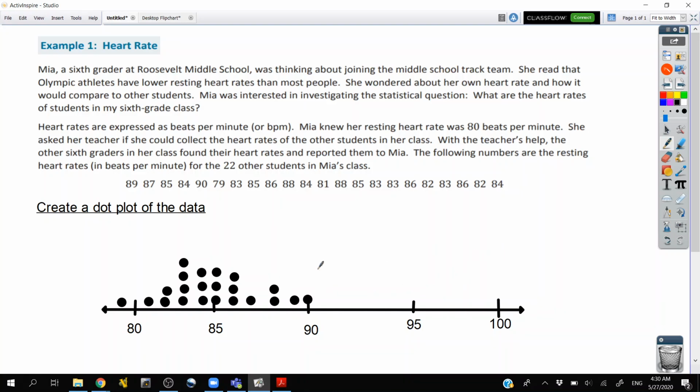Cool. So we can clearly see a large cluster of data. There's really no gaps. I guess we could say there's a gap at 80 because there is no 80, but it's not a very large gap. Our data is really heavily clustered. We definitely have a mode, I can see that.